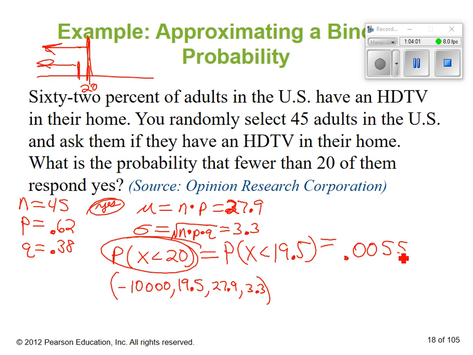So what's our probability that we pick these people? What's the probability that we get a number that's fewer than 20 that say yes? Less than 1%. So what's that tell us? Not very good. Very unlikely. Very unlikely that we're going to get a group of 45 people, and out of that 45, fewer than 20 of them are going to say yes.